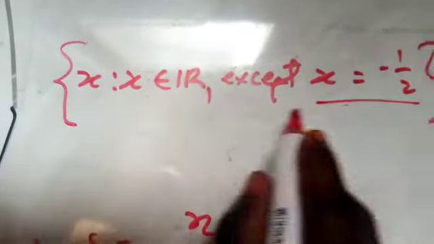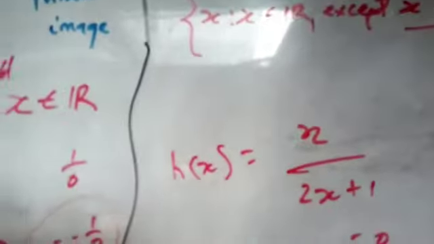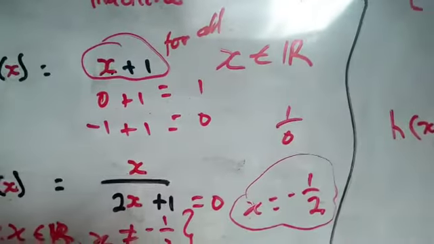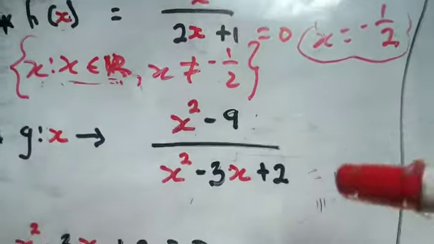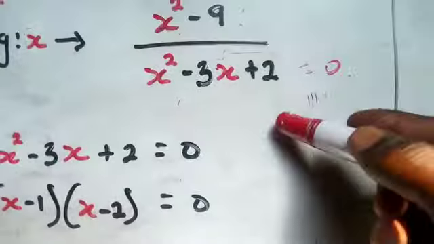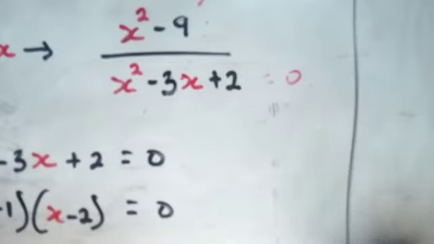So this is how you write the domain of a function, of course a rational function. So the same way you have to write the domain of this one after solving the undefined things, and then you write your domain nicely.